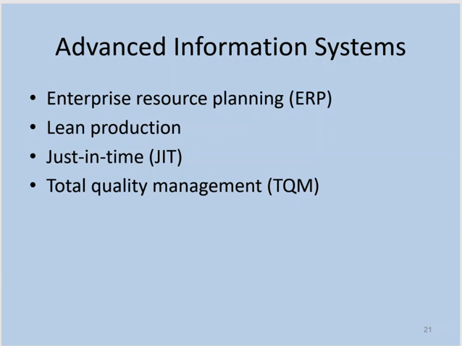So with the advent of technology now, the accounting profession has developed these accounting information systems or advanced information systems. And through the use of technology, we've been enabled to develop quite a few new things. We'll talk about all four of these here in just a minute: the Enterprise Resource Planning System, or ERP system, Lean Production, Just in Time, which is JIT, and Total Quality Management, TQM. So we have a lot of acronyms going on there.